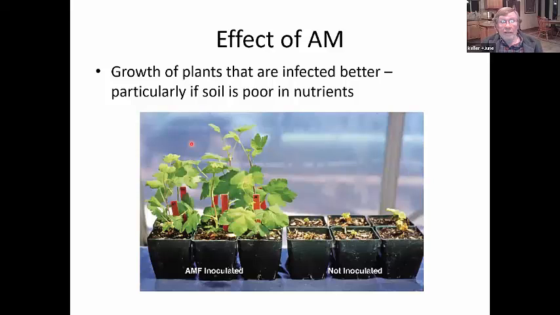The growth of the plants that are infected is better, and you can tell, and I don't know what that plant is, but I picked this off the internet. These plants haven't been inoculated with these mycorrhizae, and these have. And you can see there's a definite difference in growth, particularly if the soil is poor in nutrients.